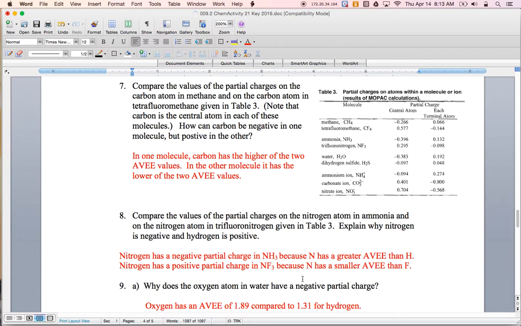We're now going to make the same comparison about the nitrogen atom in ammonia and the nitrogen atom in trifluoronitrogen, which is the next little set of compounds. And again, we see the same general trend here. Nitrogen has a negative partial charge in NH3 because nitrogen has a greater average valence electron energy than hydrogen, but in the trifluoronitrogen, fluorine has the greater average valence electron energy. It hogs the electrons more of the time, leaving nitrogen with a partial positive charge.